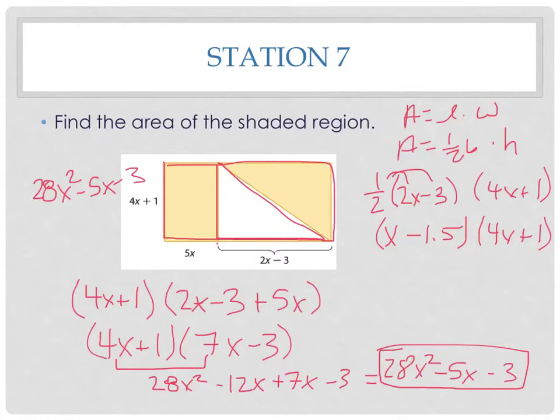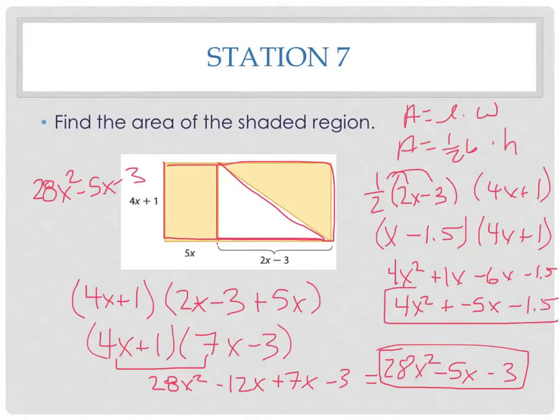Again, I can use FOIL. 4x times x is going to be 4x squared. Outside, x times 1 is going to be 1x. Negative 1.5 times 4 is negative 6x, and then negative 1.5 times 1 is negative 1.5. So then I can combine and get 4x squared plus a negative 5x minus 1.5. So here we got the area of the triangle. Here we got the area of the rectangle.